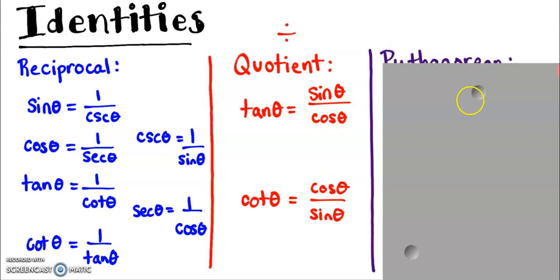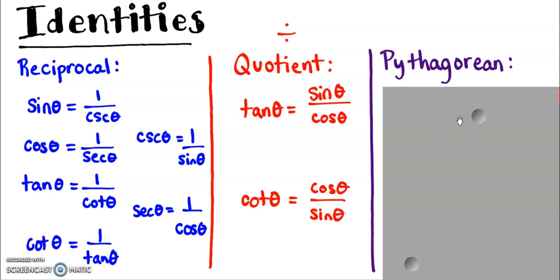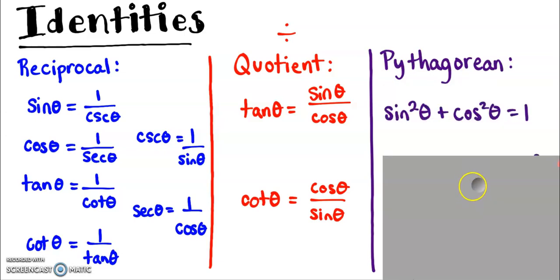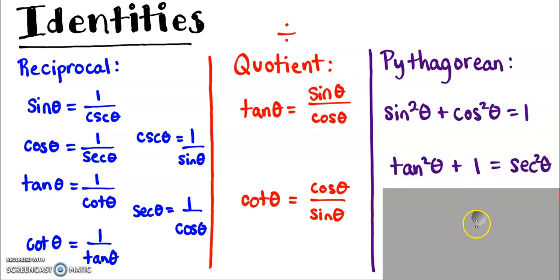And then last but not least, our Pythagorean identities. We've got 3 of those. So we have our original, sine squared plus cosine squared equals 1. And by the way, the order you write those does not matter. When I say that, I mean the sine and the cosine on the left-hand side. The 1 has to be all by its lonesome. 1, the loneliest number.